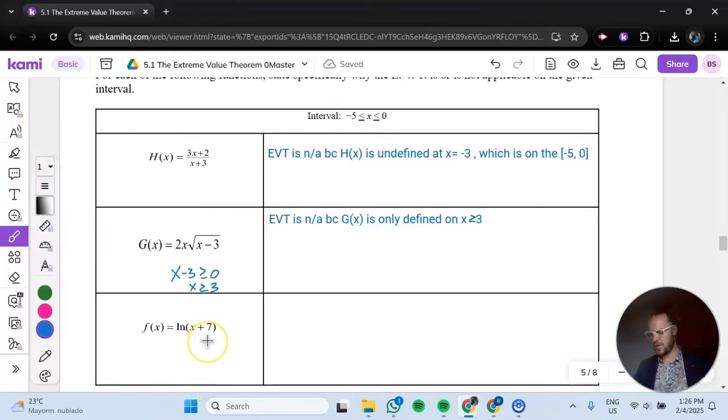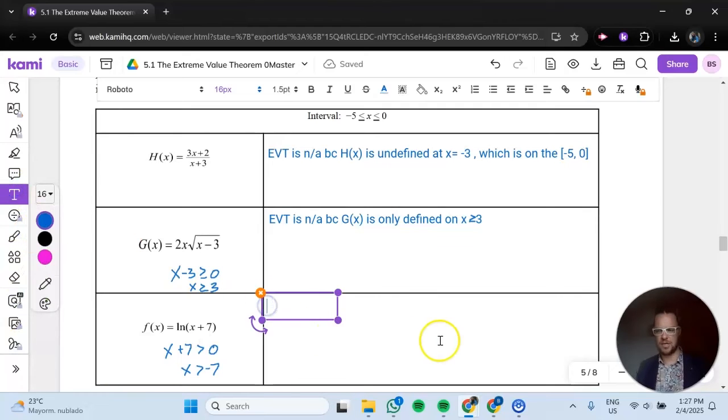Now, if we look at our last one, this is quite similar to the first one where there is a restriction. And what I know is that x plus 7 just needs to be greater than 0. I can't take the ln of 0. I can take the ln of anything bigger than 0. So that means that x has to be bigger than negative 7. And since we are dealing with negative 5, that's okay. That's not going to be a problem on our particular interval.